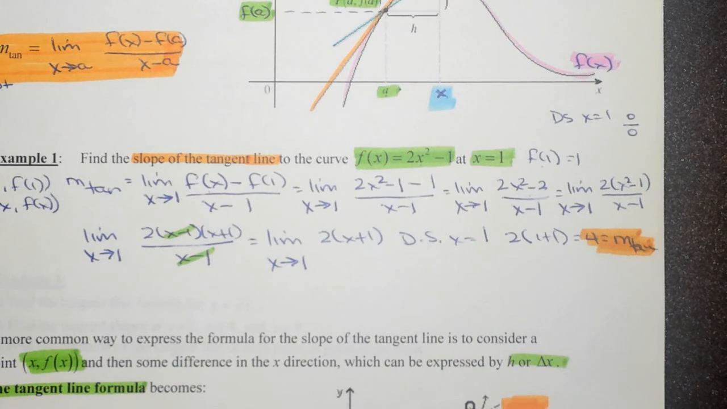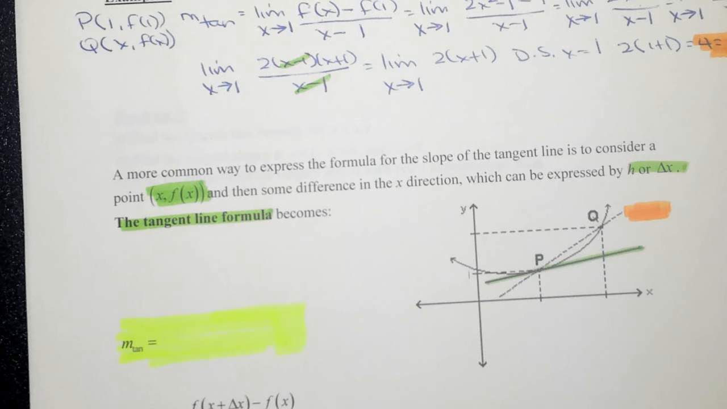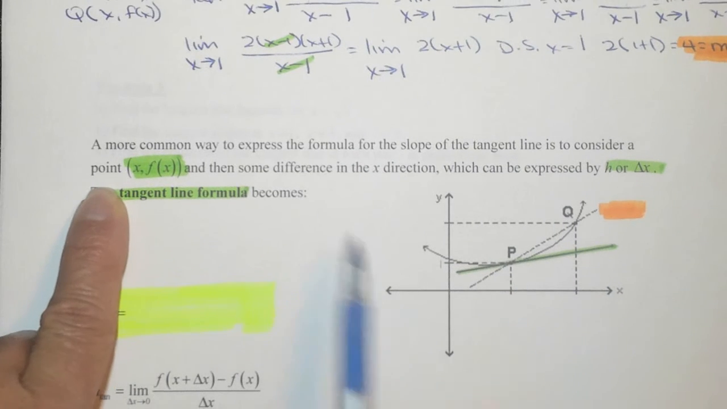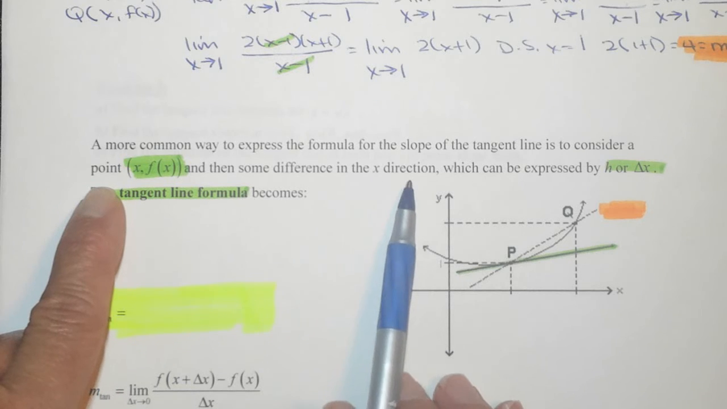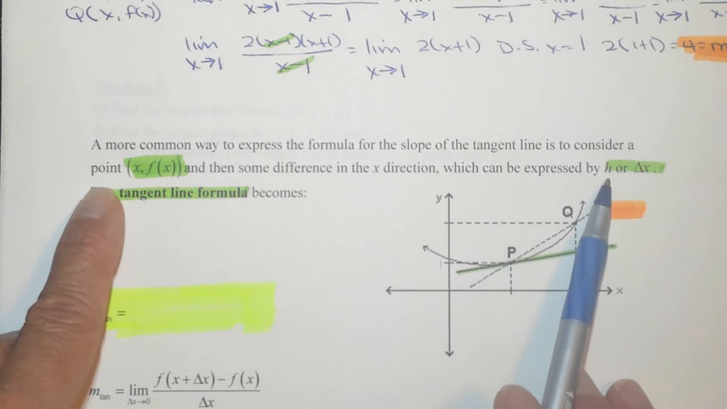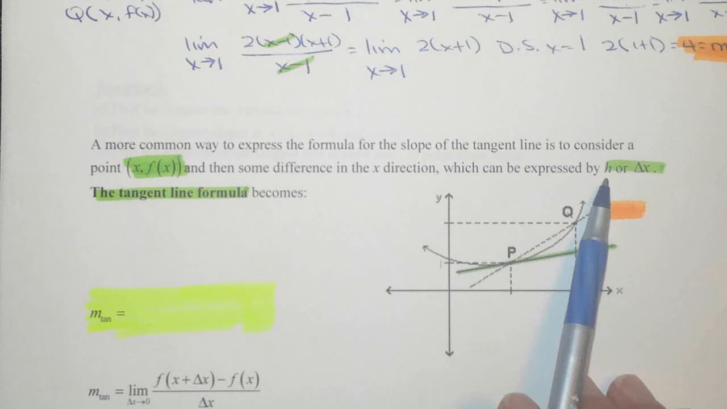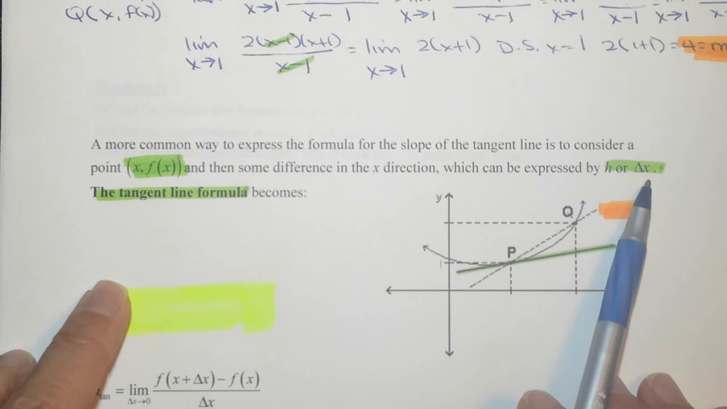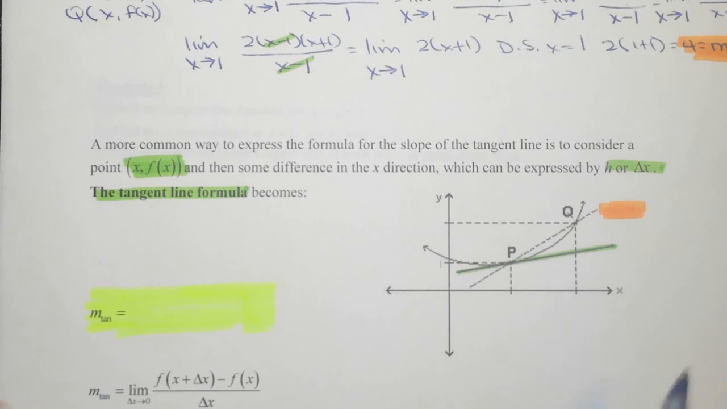Find the slope of the tangent line. Done. So another way that we can express this formula for the slope of the tangent line is to consider the point x, f of x, and then some difference in the x direction, which can be expressed as either h or delta x, meaning the change in x. So now what we have is the tangent line formula becoming the following.